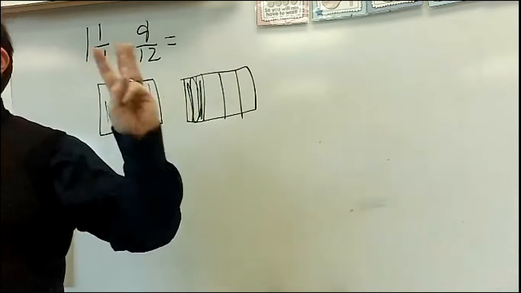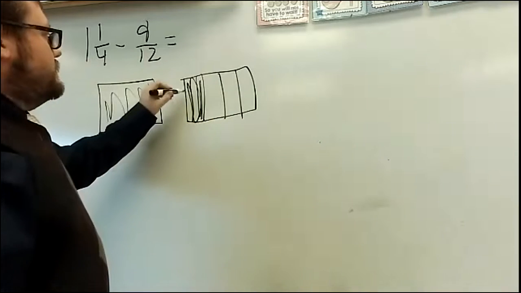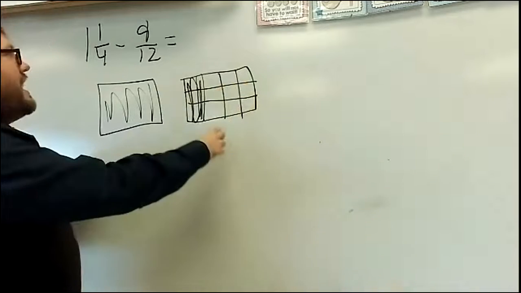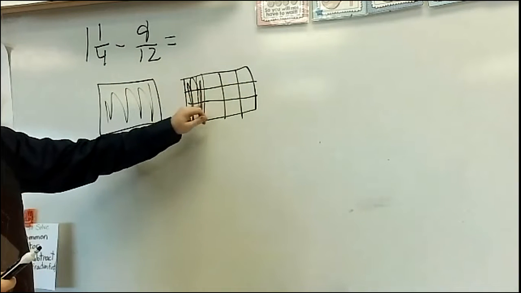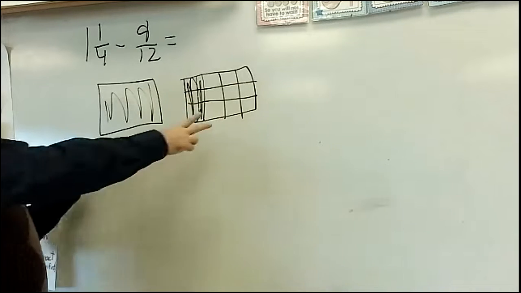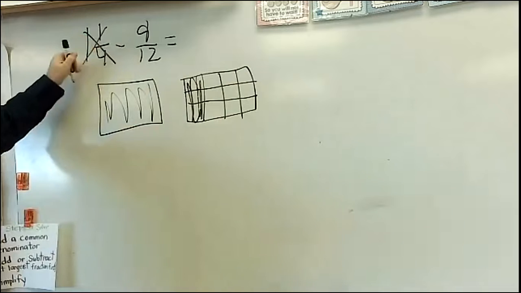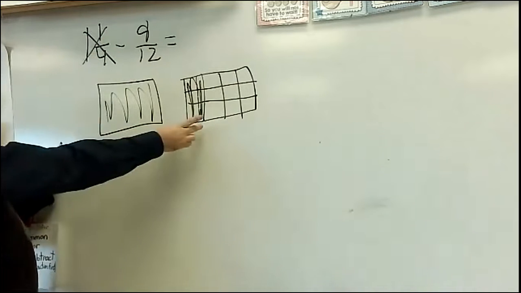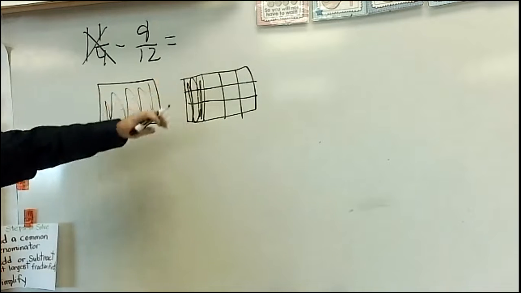So that means I count by 3s, meaning I break this into 3 parts. So 1, 2, 3. I've taken my 1/4 and I've turned it into 3 twelfths. Okay. So now this is 3/12. Now I'm going to X this out real quick because I've already used it. Now I need to take away 9/12. I only have 3/12 here. So that means this isn't going to be enough to take it all out.